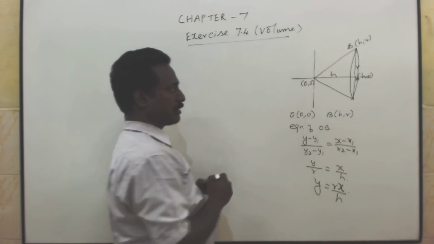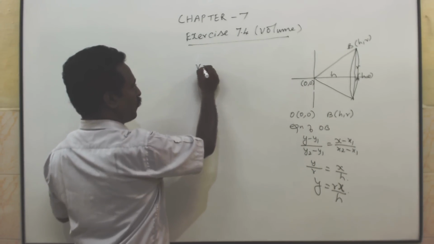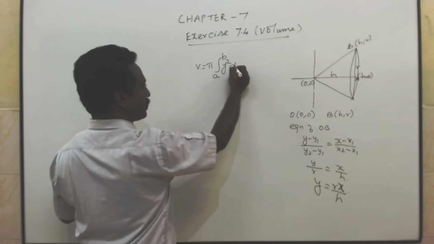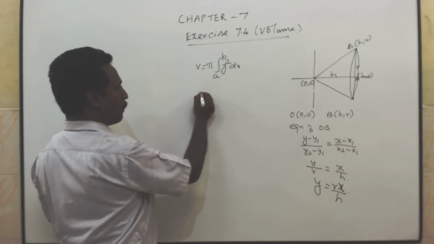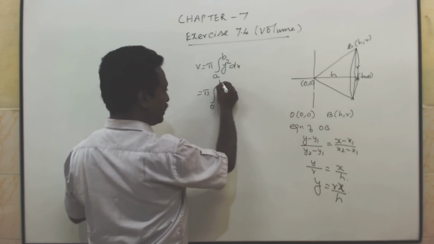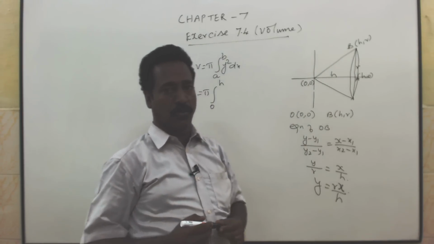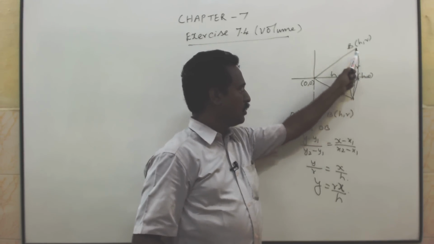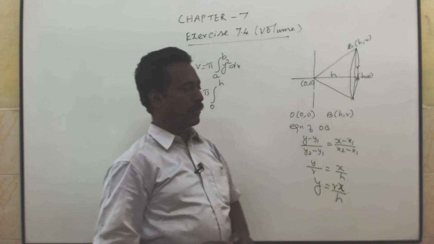Rotated about which axis? Rotated about the x-axis. That's why the volume formula is pi integral a to b y square dx. Pi, the lower limit is 0, upper limit is h. Here h is the height of the cone, r is the radius of the cone. So on the x-axis, h, comma 0, here height is r, horizontal distance h, comma r.